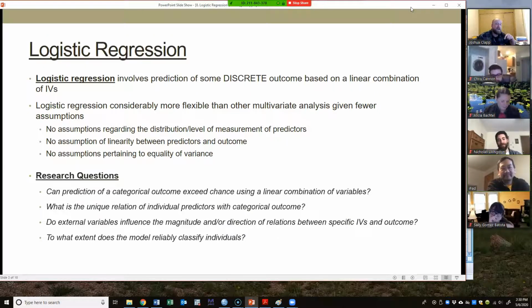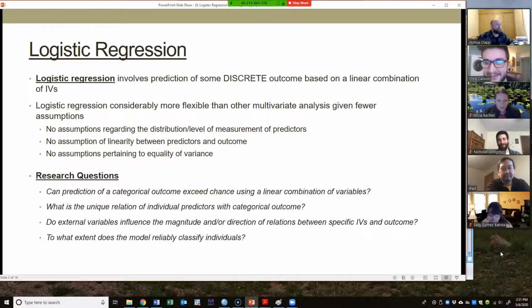We could ask, do external variables influence the magnitude and/or direction of relations between specific IVs and an outcome? Chris C., what am I talking about there? Are you talking about third variables there? Yeah. So if I'm asking whether or not some external variable starts to impact the magnitude or direction of associations between some specific predictor and an outcome, what does that sound like I'm talking about?